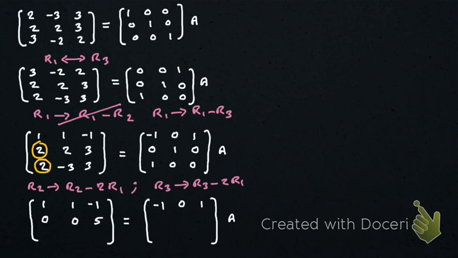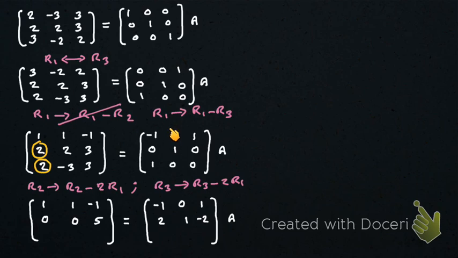So look at that again. Second row minus twice of the first row. 2 minus 2, 0. 2 minus double of 1, 2 minus 2 is 0 again. 3 minus minus 2, 3 plus 2 is 5. On the right side, 0 minus minus 2, which will be 2.